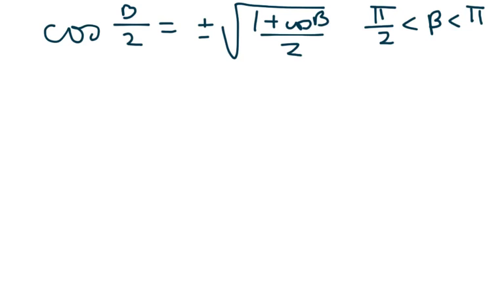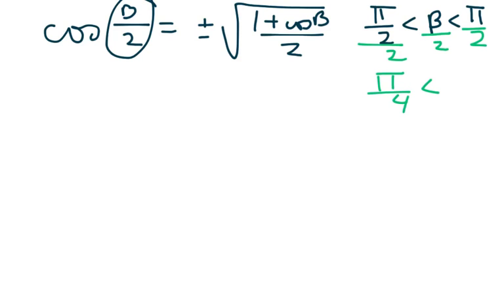Now since we're looking for beta over 2, we divide everything here by 2 to find out where my half angle lives. And it's going to live between 45 degrees and 90 degrees. So my beta over 2 is now in quadrant 1. Therefore, we're going to use the positive, and we're going to take that away. So it's only positive here. After this, we're just going to fill in the formula.